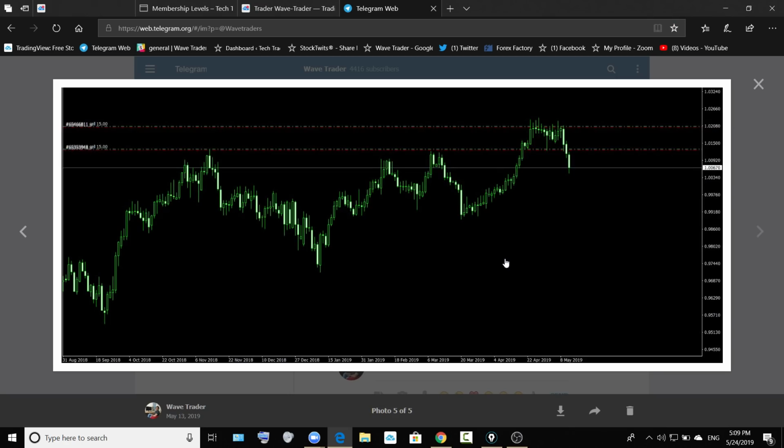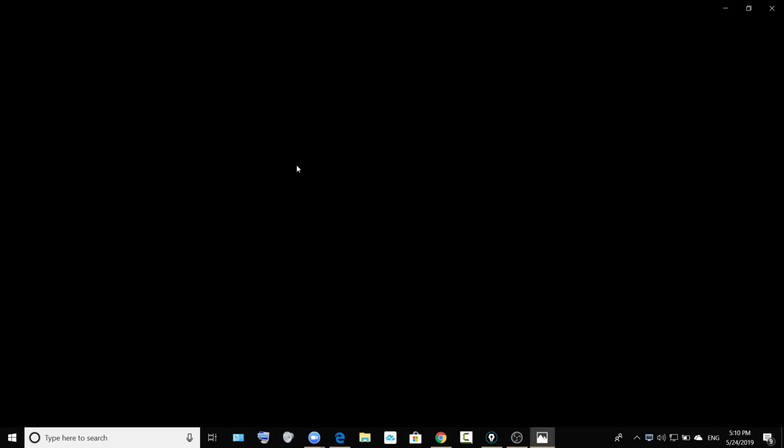So that's what we were looking for. Those were the entries on the dollar franc. We were selling it from that top and also selling for more downside. It's going down, and that's the updated chart.